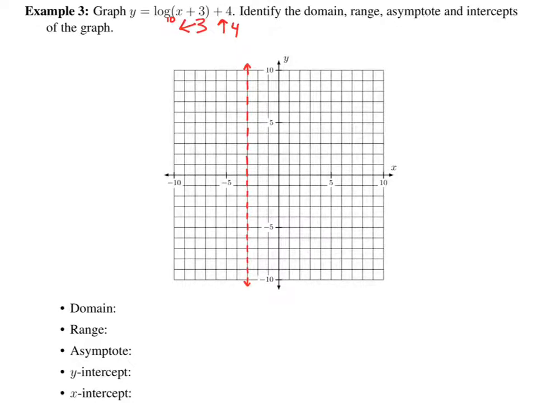Funny story, if you move a vertical asymptote up 4, like this one does, it doesn't change it. It's a line. It goes forever both ways. But it is over here at -3. And then you've got some points.